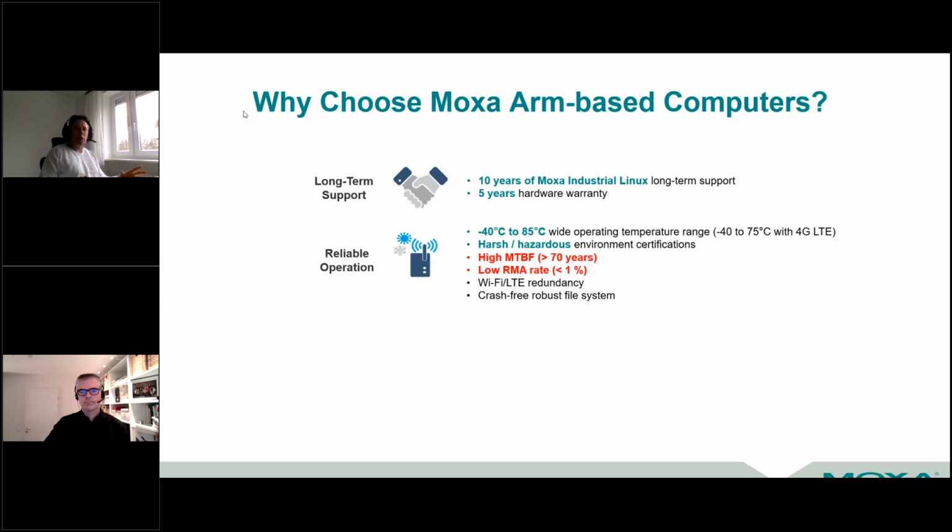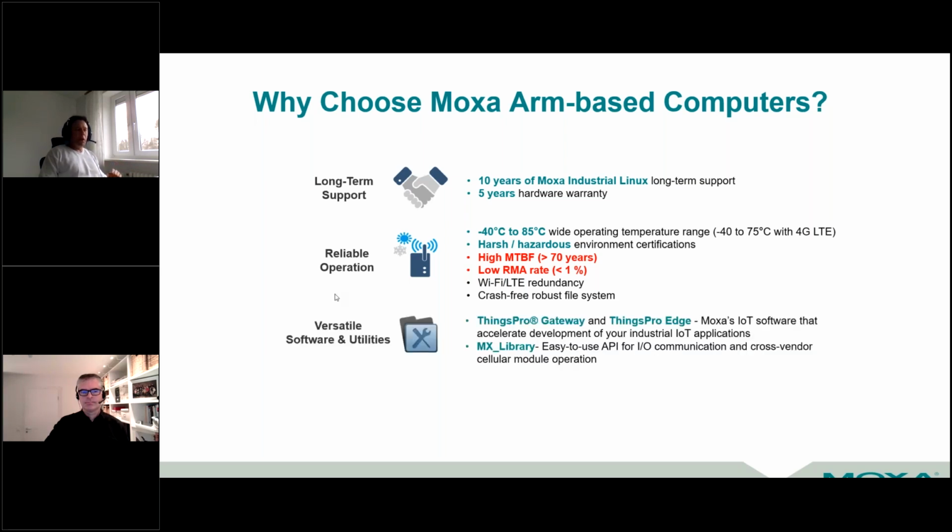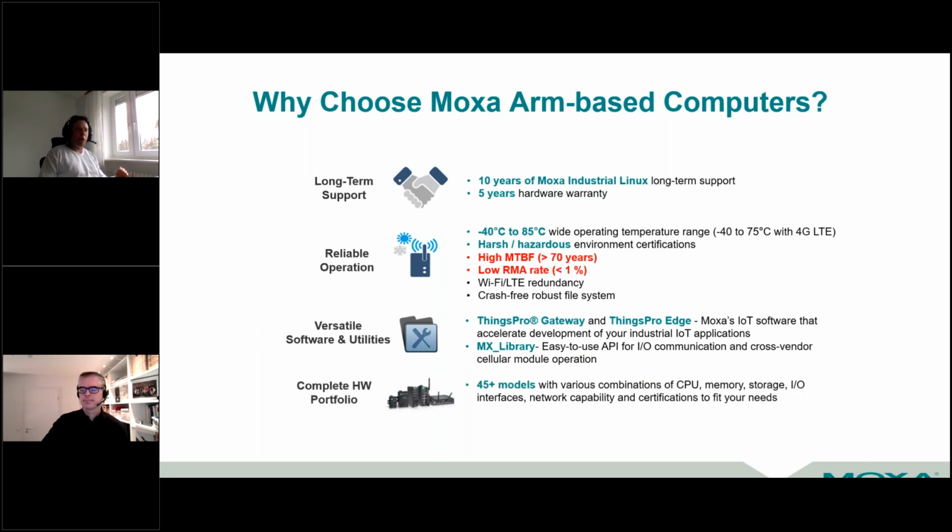All Moxa embedded computers are designed to run from -40 up to +85 degrees Celsius, and designed with different certifications in mind where the computer has to be used. They provide Wi-Fi and LTE redundancy and a crash-free robust file system that will not become a device brick in case the operating system upgrade crashes. Moxa's added values are also the software for cloud connectivity, Things through gateway and edge, and integration with external input-output devices through the MxIO library.